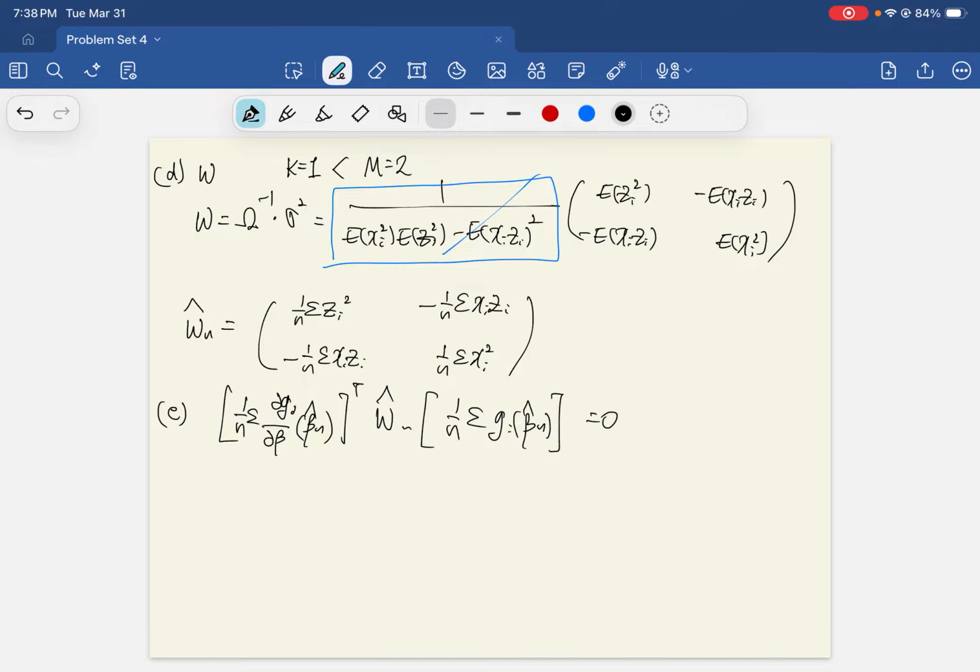So we know the derivative part is minus the sample mean of x_i squared and x_i z_i transpose. And this part is 1 over, let me just write it down.